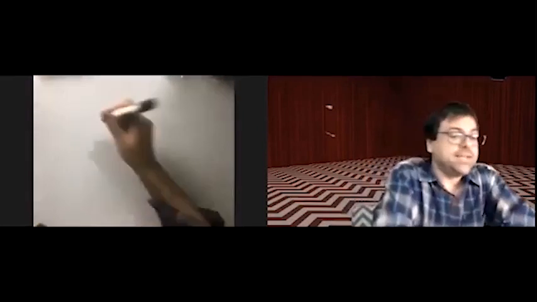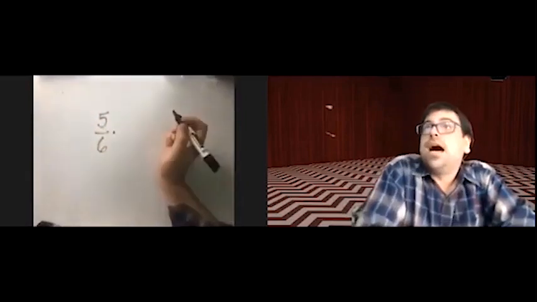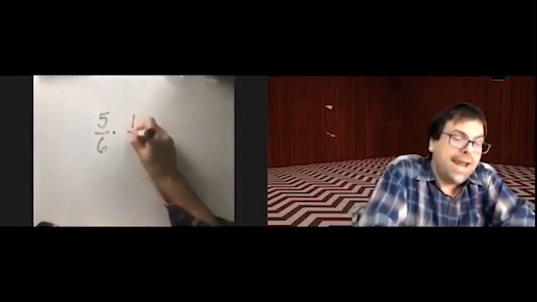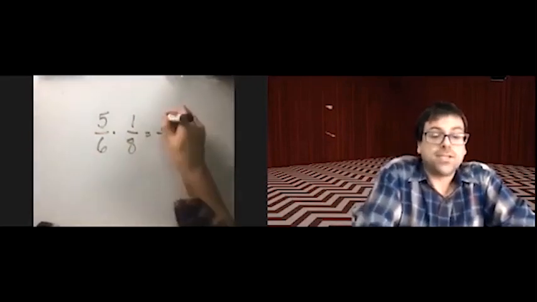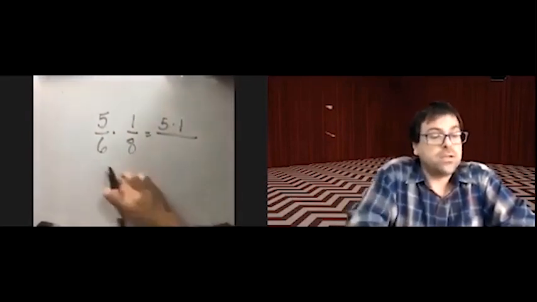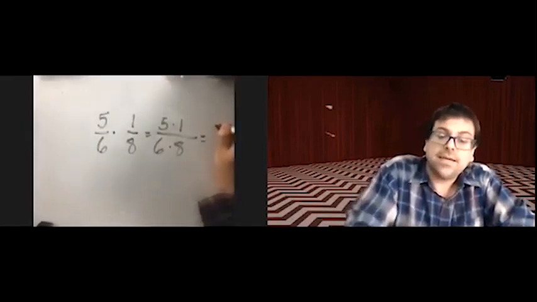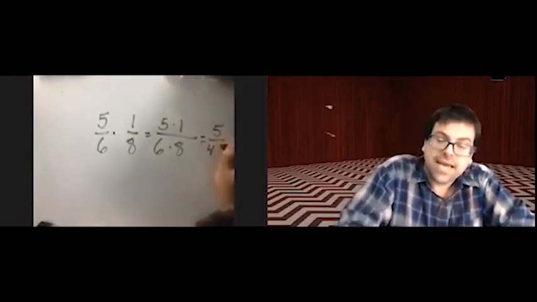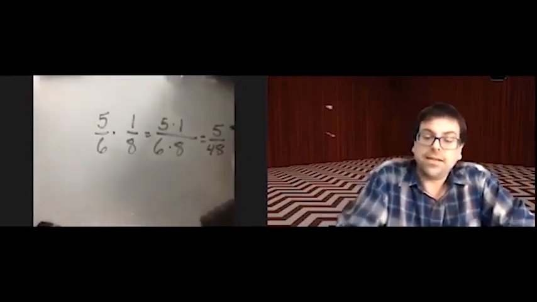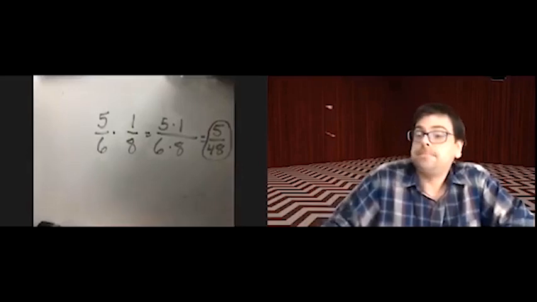But we can just take something like 5/6 times 1/8. Multiply across the top, 5 times 1. Multiply across the bottom, 6 times 8. 5 times 1 is 5. 6 times 8 is 48. So this one is 5/48.